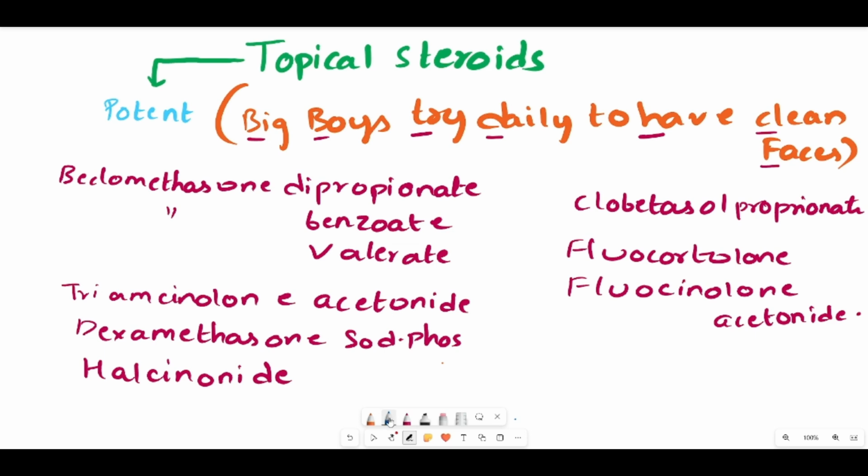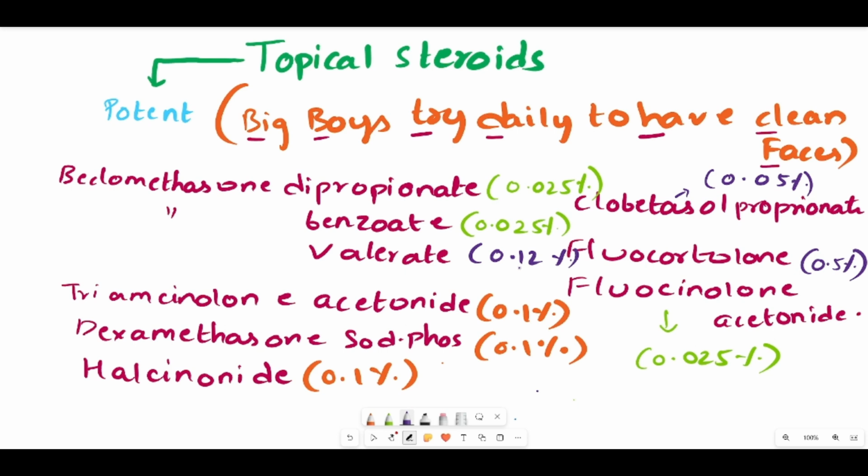Now let's try to know its percentage. Coming to its percentages, beclomethasone dipropionate, benzoate, and fluocinolone acetonide have 0.025 percentage. Next, triamcinolone acetonide, dexamethasone sodium phosphate, and halcinonide have 0.1 percentage, whereas fluocortolone is 0.5 percentage, clobetasol is 0.05 percentage, and valerate is 0.12 percentage.